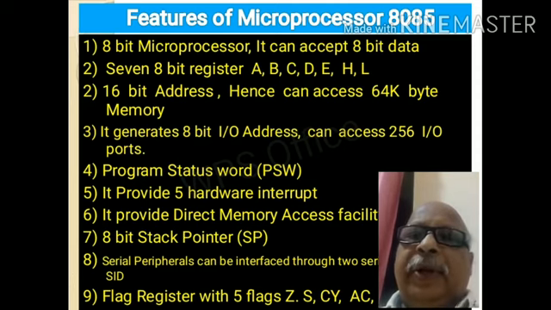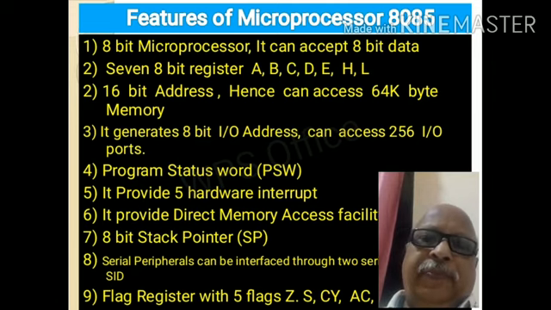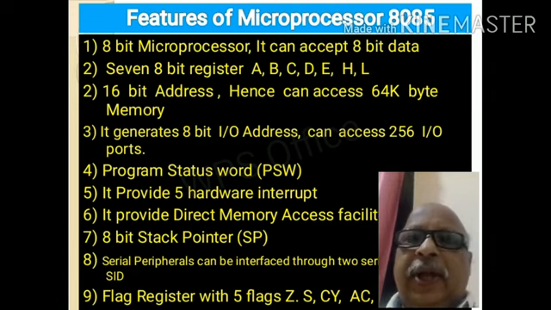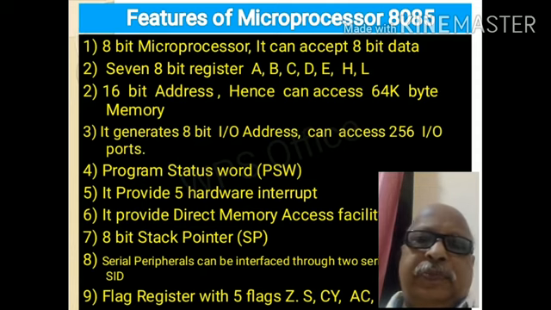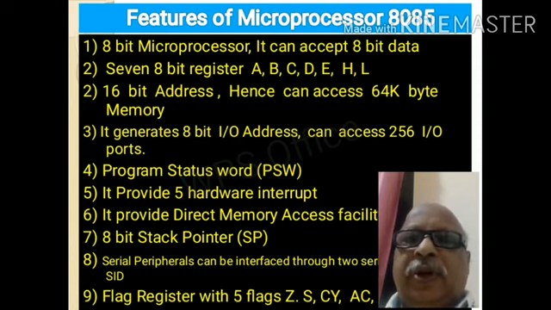8085 has a 16-bit address, hence 2 raised to the power 16. That means it can access 64 kilobytes of memory. It generates an 8-bit IO address that can access 2 raised to the power 8, that is 256 IO ports. Program status word, PSW. It provides 5 hardware interrupts. It provides a direct memory access facility. We have just seen the HLDA and HOLD signals. It has an 8-bit stack pointer.